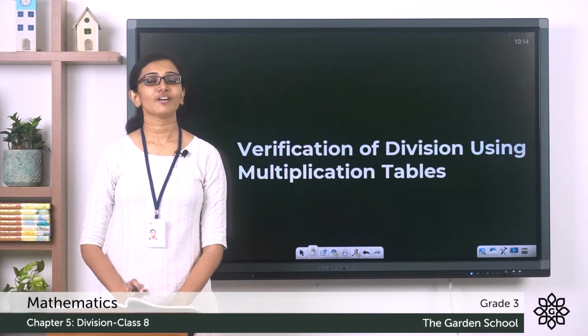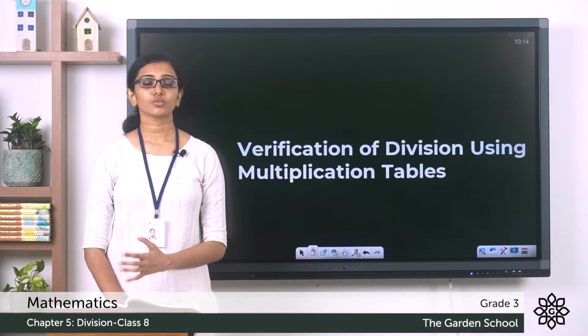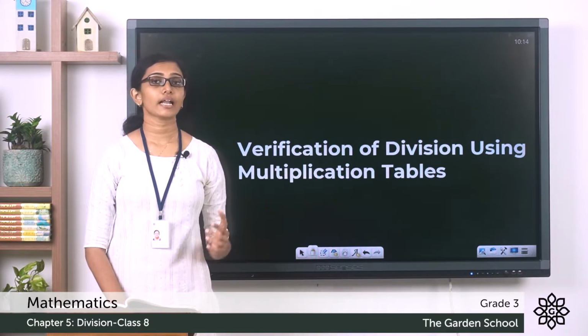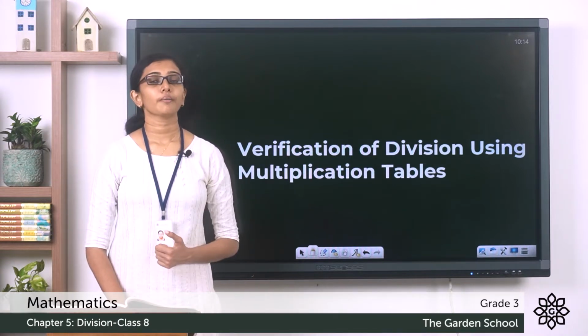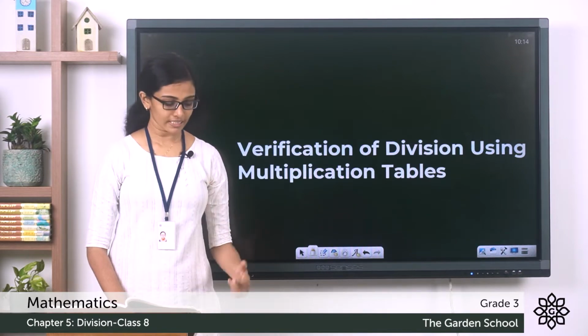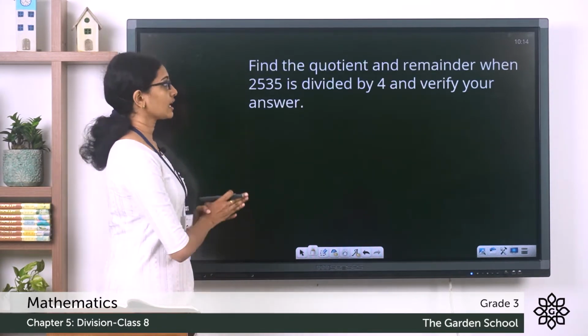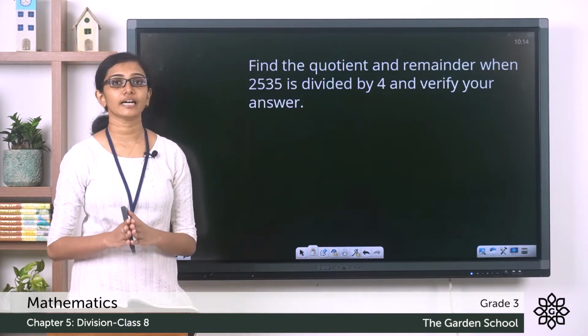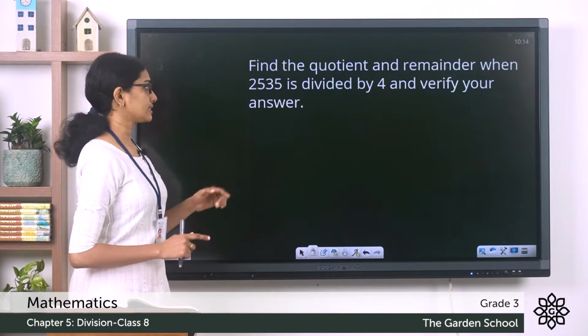So we are learning about division and we have seen different cases of divisions. So today let's learn how we can verify a division is correct or not using multiplication tables. So let's see one question now. Find the quotient and remainder when 2535 is divided by 4 and verify your answer.